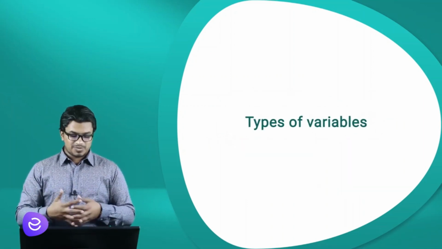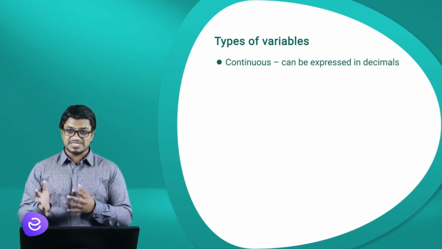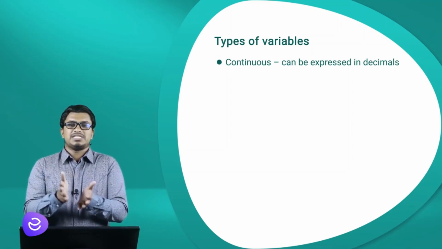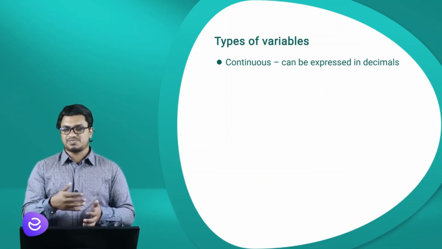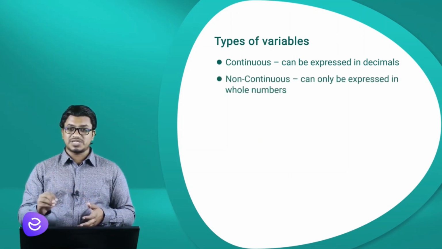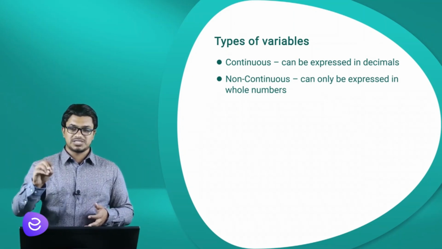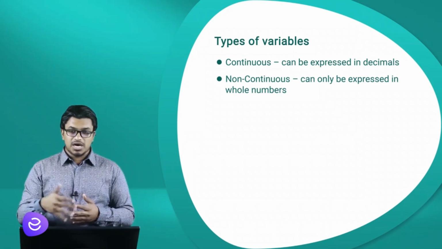Now there are some types of variables. Continuous variables, the first one, can be expressed in decimals. For example, weight 98.5 kilograms, 46.2 kilograms, which can be expressed in decimals. Then we have non-continuous, which can only be expressed in whole numbers. That means number of students in a class, 32 students, 35 students, 48 students. So that is non-continuous variables.